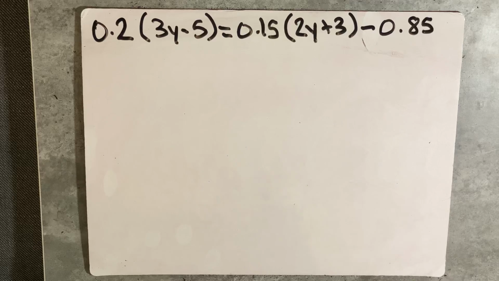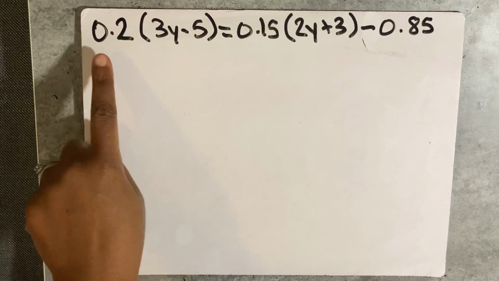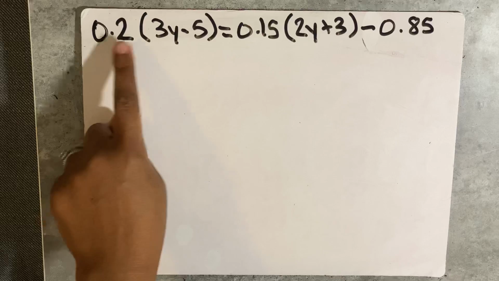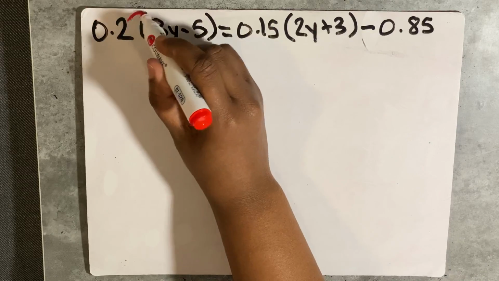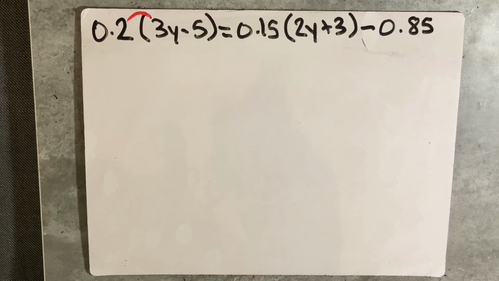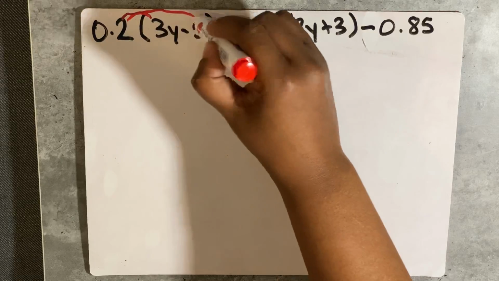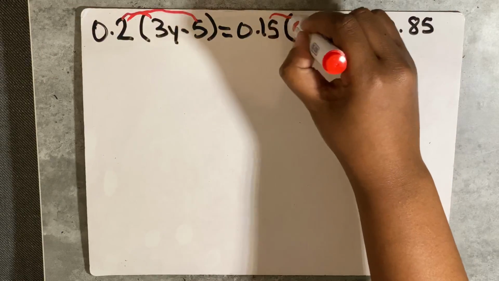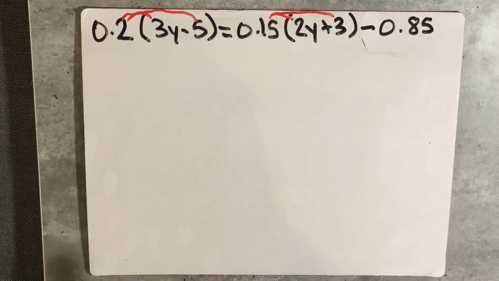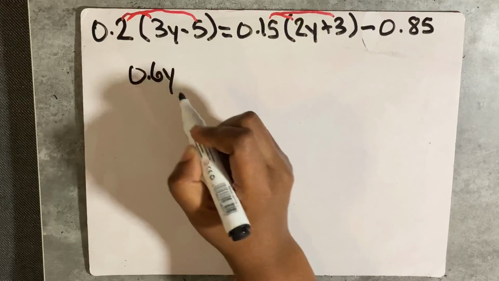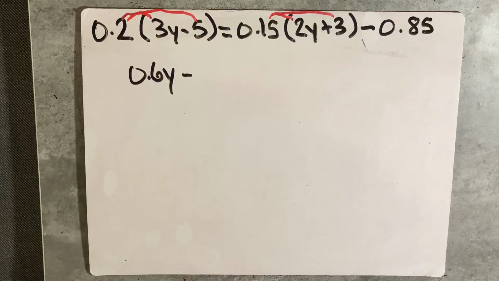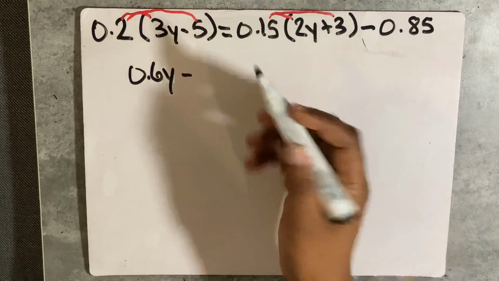We're going to do it step by step. The first thing I'm going to do is 2 tenths times 3y. This times this, and then this times this. Remember our rainbow? This and this, this and this. So this times this gives me 6 tenths y minus 1.